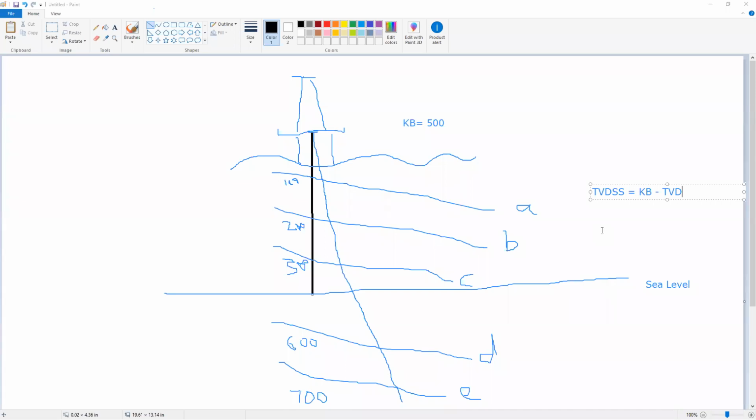All right. If you reverse the algorithm, then you will get the reverse values: negative values above the sea level and positive values below the sea level. But in fact, we always encounter TVDSS as negative below sea level and positive above sea level. Is it clear? Clear, sir. Yes, sir.